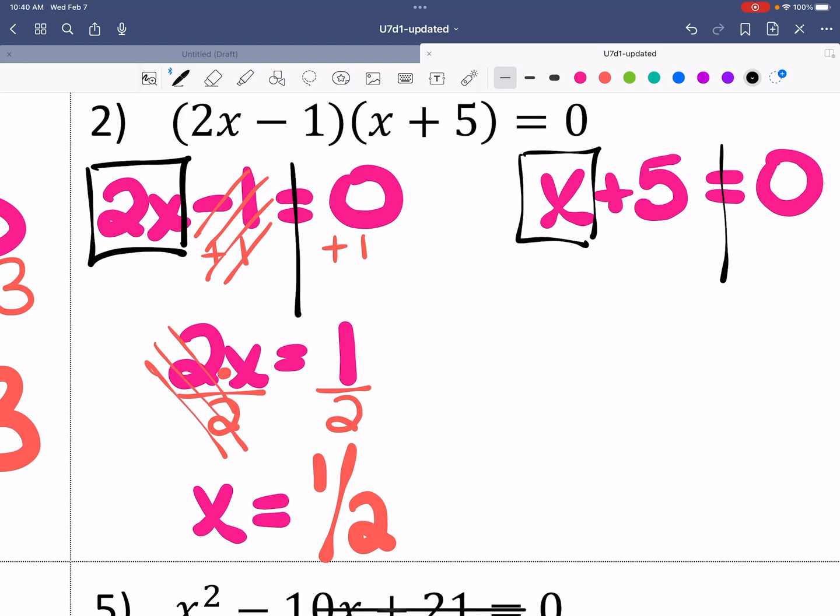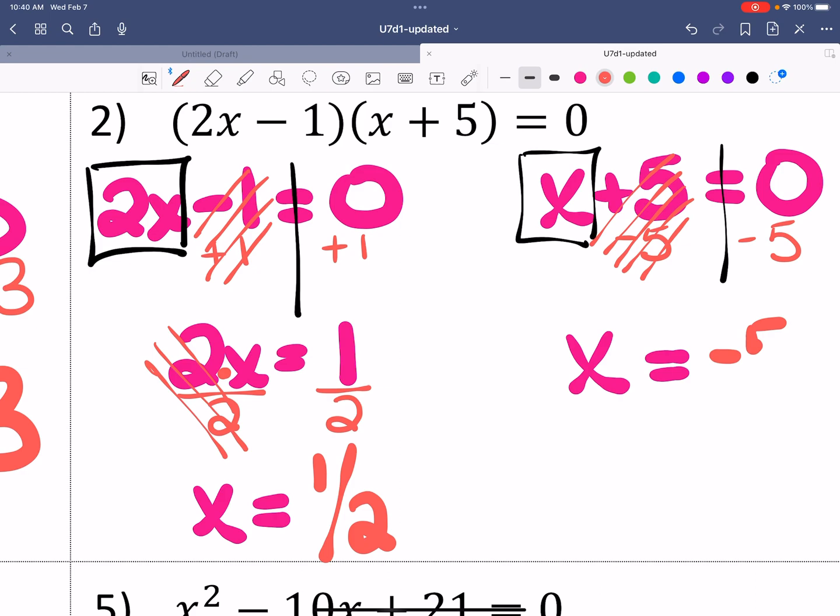This one only has one value to remove, which is a +5. The opposite of a +5 is -5 to both sides. Zero out those opposites, drop down your x, and simplify that right side. 0 minus 5 is -5.